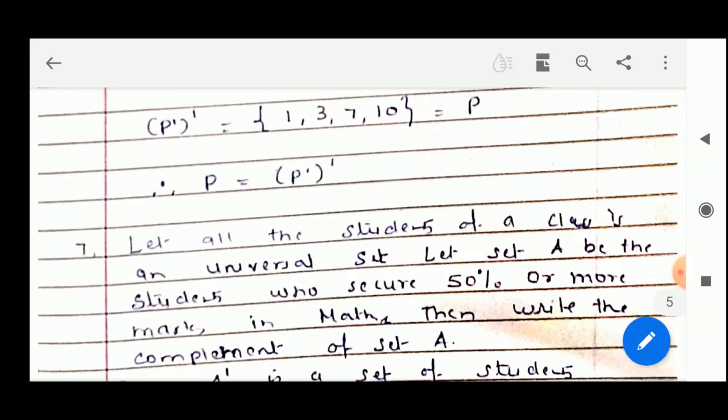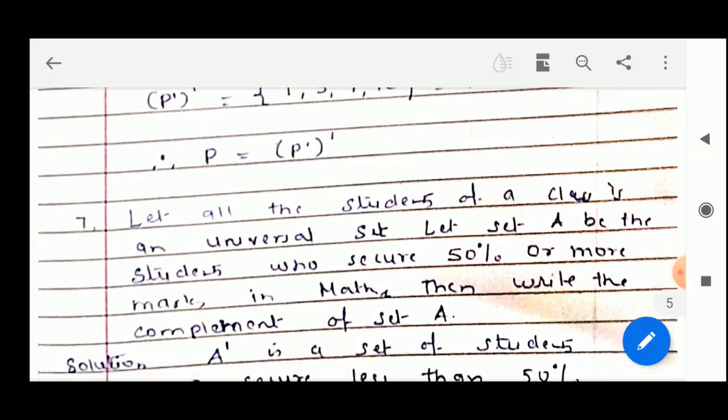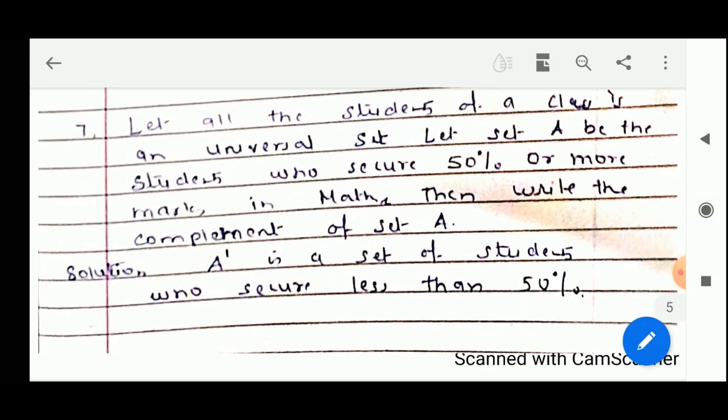Then let all the students in the class be the universal set. Let set A be the students who secure 50% or more marks in maths. Then write the complement of the set A. A dash is the set of students who secure less than 50.